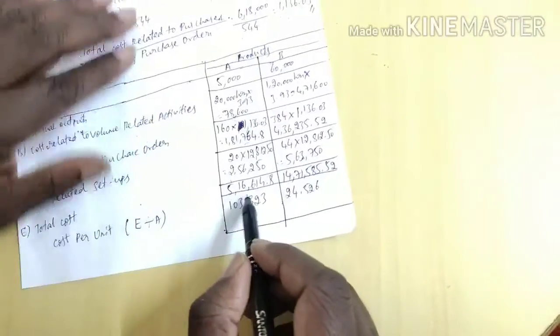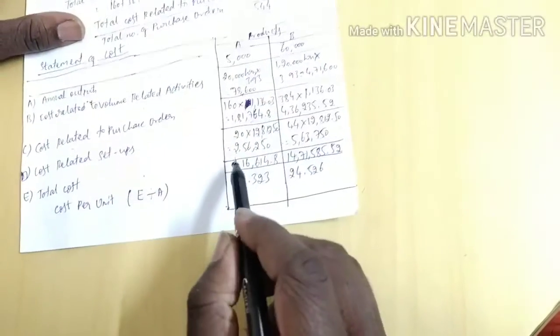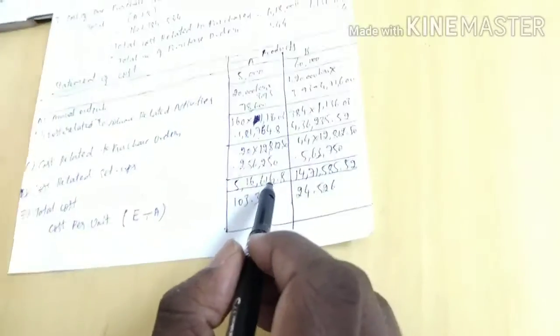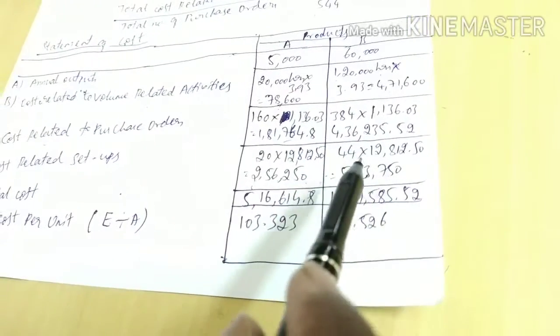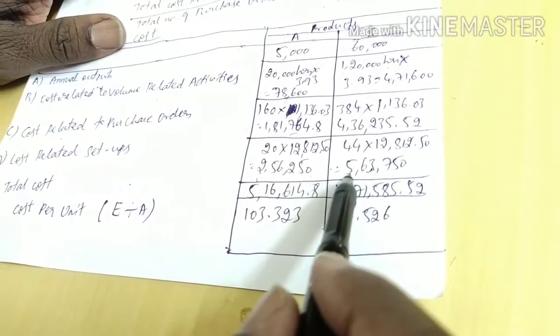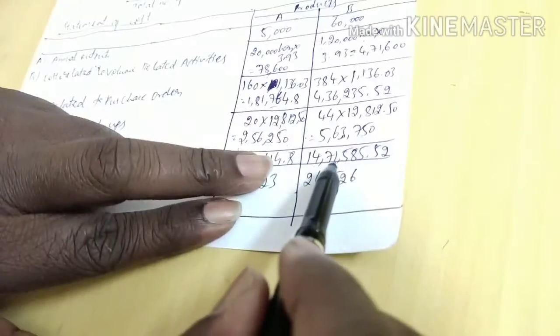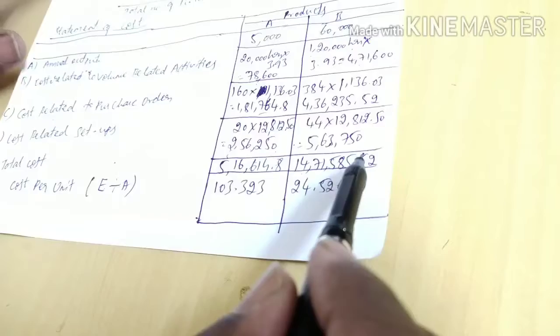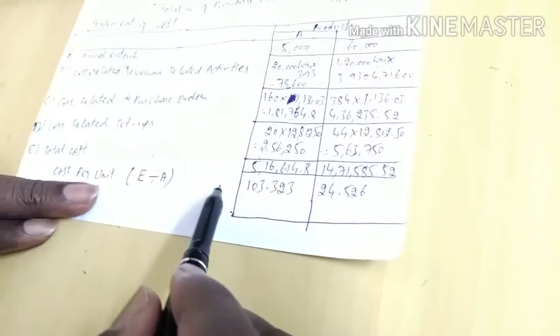When I total these three under product A, 78,600, 1,81,764.8 and 2,56,250, I will get 5,16,614.8. For product B, 4,71,600, 4,36,235.52 and 5,63,750, when I total here, I will get 14,71,585.52. Now what I should do is divide to get the cost per unit.